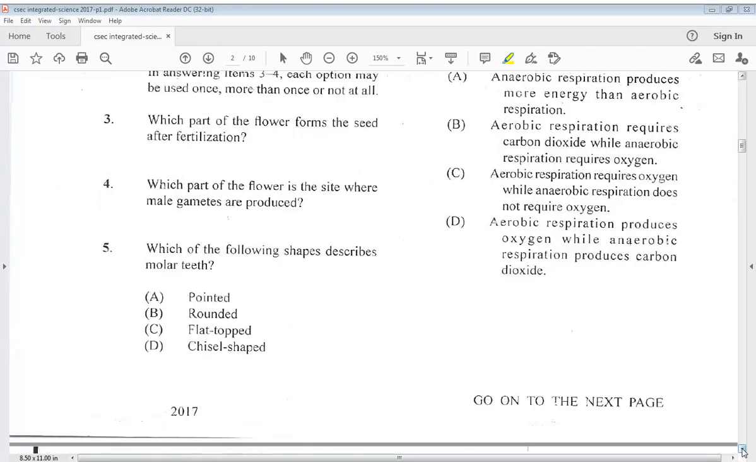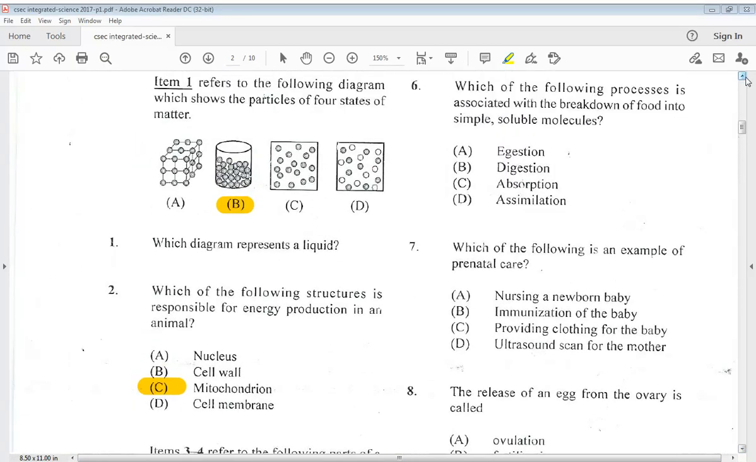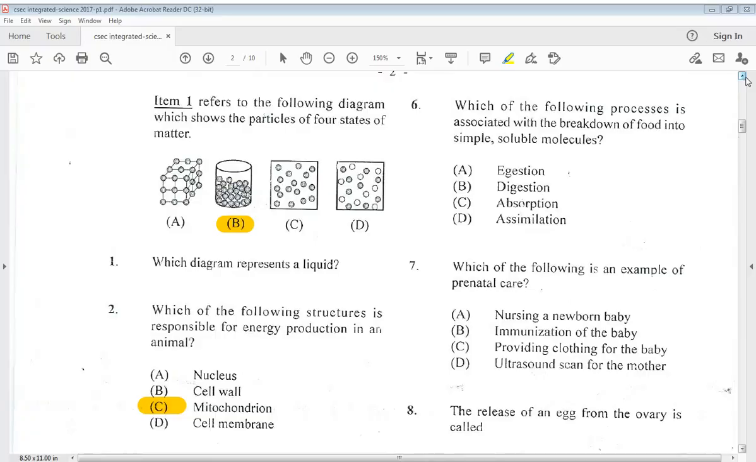5. Which of the following shapes describes molar teeth? A, pointed; B, rounded; C, flat-topped; D, chisel-shaped. So we know that is the flat top, C for 5. Let's look at 6. Which of the following processes is associated with the breakdown of food into simple soluble molecules? This is a giveaway. We know that is B, digestion.